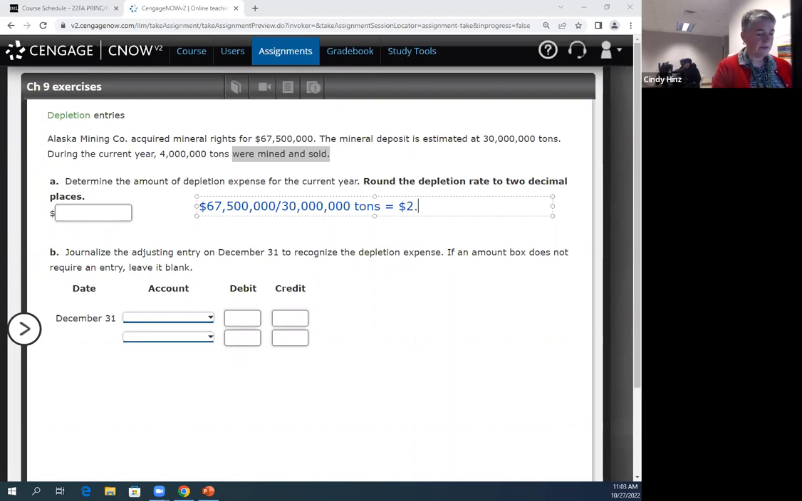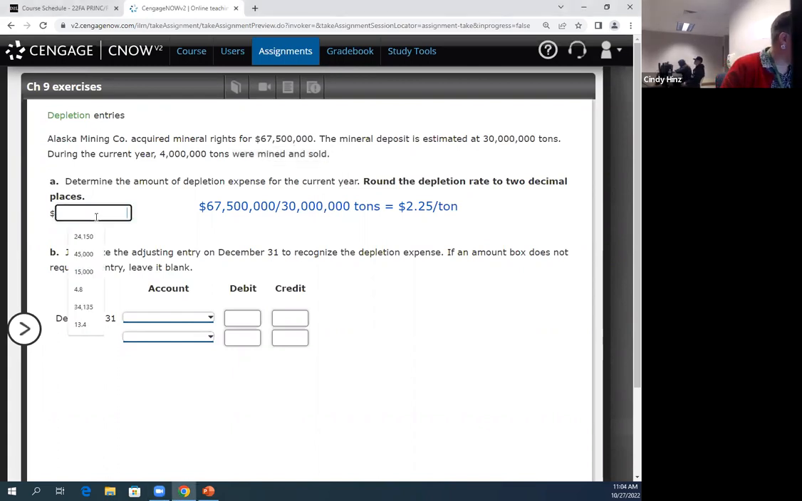And so that works out to be $2.25 per ton. That's the depletion rate we're going to use, and we can calculate that before we do anything else. We would have calculated that before we even made a decision to buy these mineral rights. And it tells us in the current year, 4 million tons are extracted. So at $2.25 per ton, the depletion expense that we would report in this year would be $9 million.